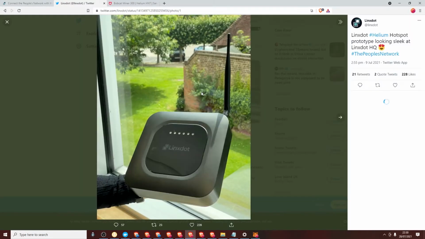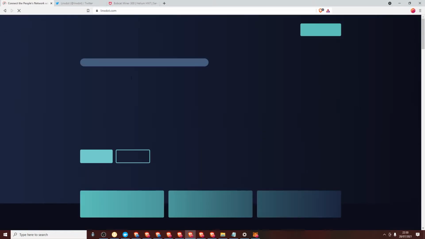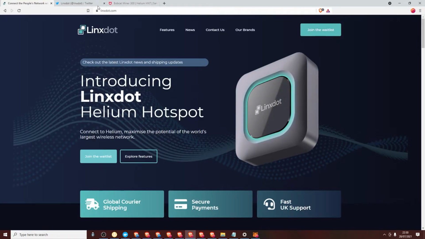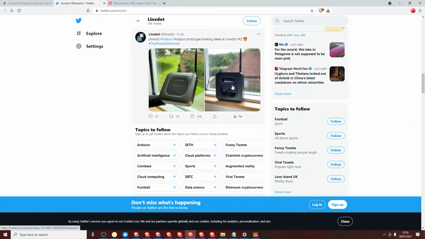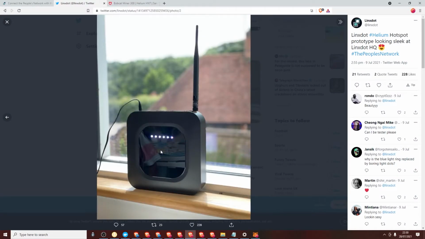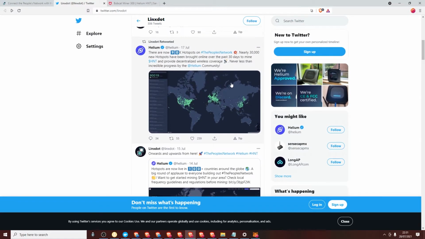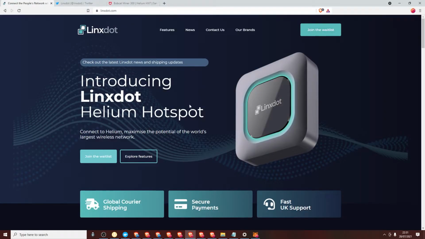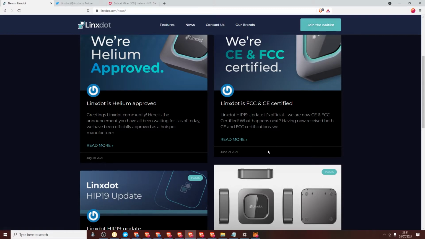And it looks pretty similar. Let's have a look. Yeah, looks pretty good. I actually like the way it looks. I think it looks pretty smart. Yeah, I quite like that. Obviously, we don't know what the price is. So that's what it actually looks like. Yes, let's check out the news then, the important part. They're already CE and FCC certified.